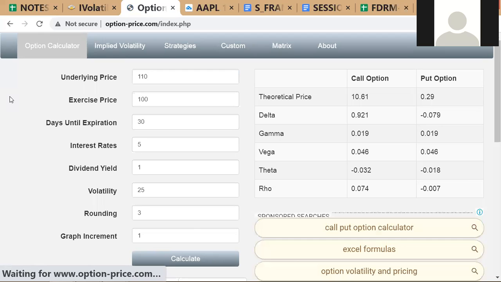So you see the price of the option has gone from 3 to 10, 11. Okay. Now this has happened. You can see straight away that here, this has straight away gone, because the exercise price is 100 and the underlying price is 110. Okay.